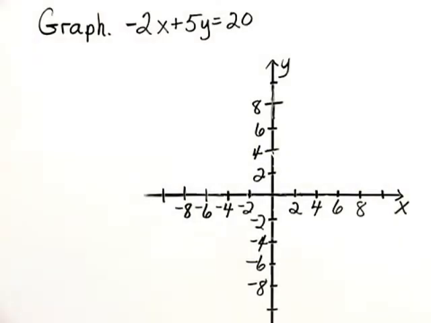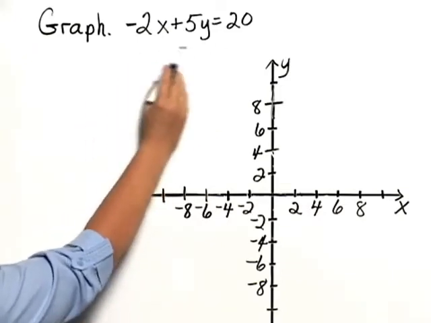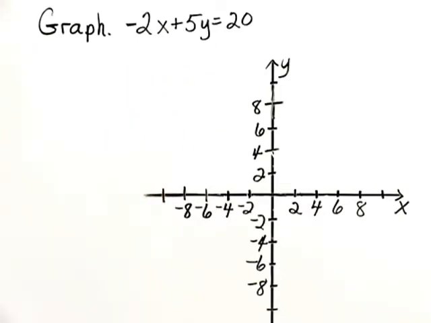Graph negative 2x plus 5y equals 20. Because the equation is written in this form, we'll find the x-intercept and the y-intercept, because it won't be a lot of work to do that, and we can use those intercepts to graph the equation. Let's start by finding the x-intercept.